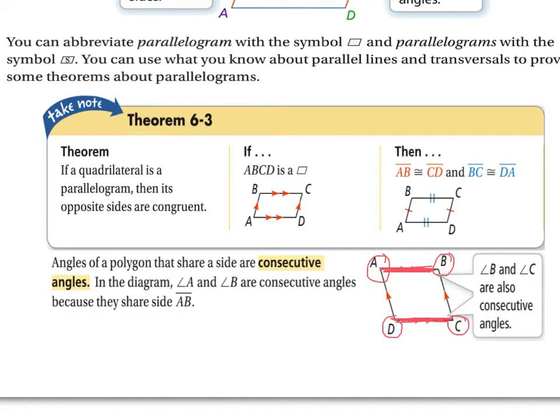Also, angle A and angle D are consecutive angles, and I'll circle these in blue. A and D are consecutive angles because they share side AD, along with B and C. B and C are consecutive angles because they share side BC. So two angles are consecutive when they share the same side. I think of it as they're one right next to each other. You don't skip angles, in other words. Remember, consecutive in one way means one right after the other.